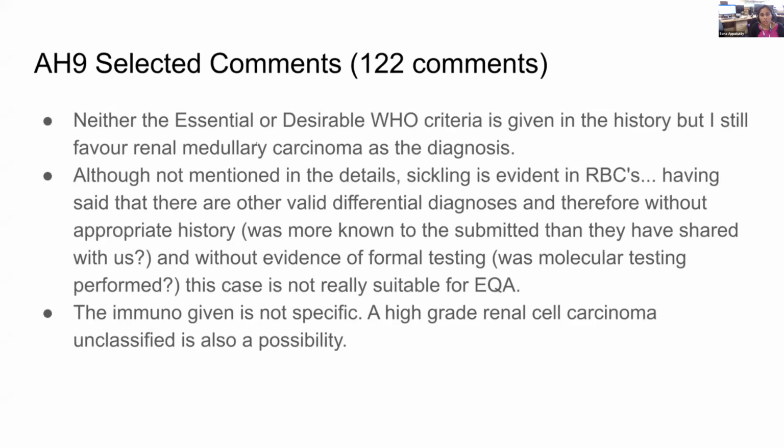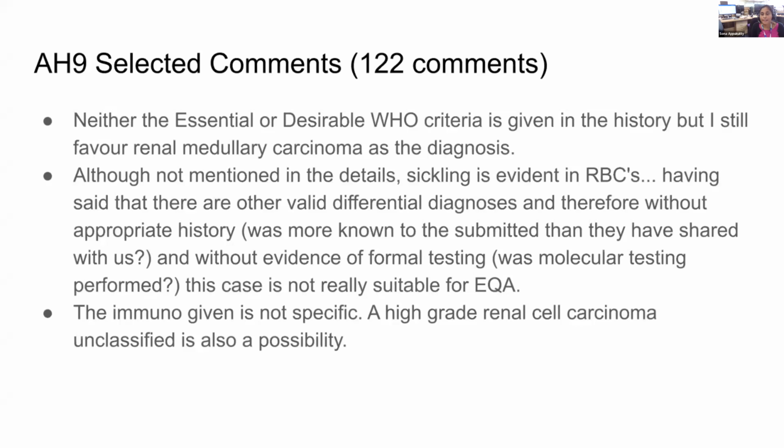Then, neither the essential nor desirable WHO criteria were given in the history, although not mentioned. So people also questioned whether every piece of information was provided to them, and probably this is not suitable for EQA because of that. And the immunohistochemistry was not specific. Any high-grade renal cell carcinoma is also a possibility.